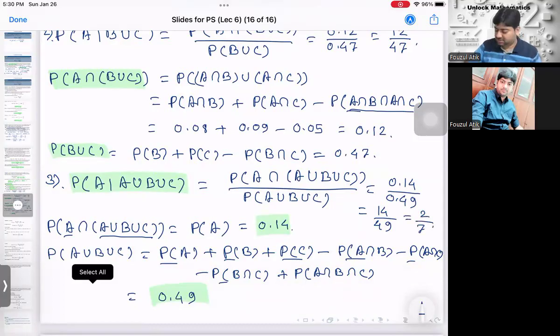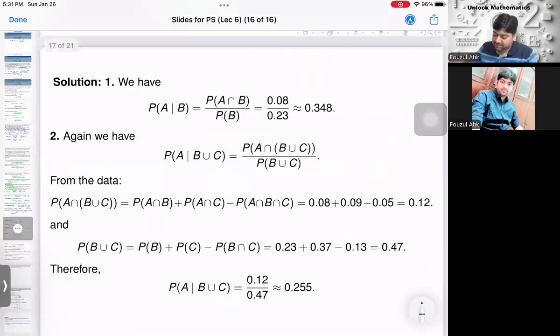We can get this answer. I have one more problem remaining. I'm going to show you. So formally, every solution is given. You can just take a snap of it.